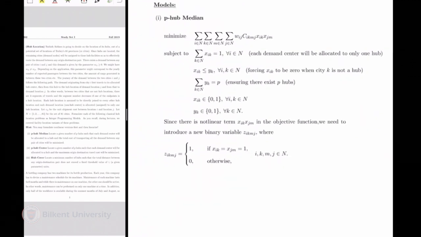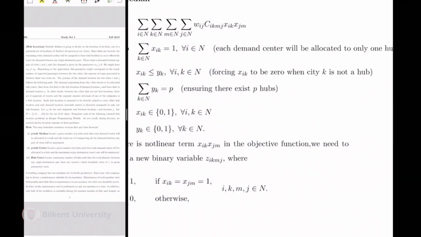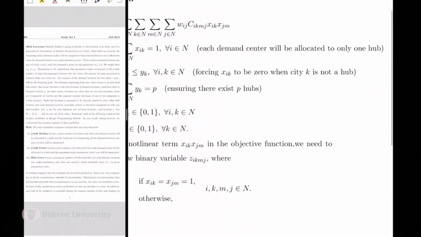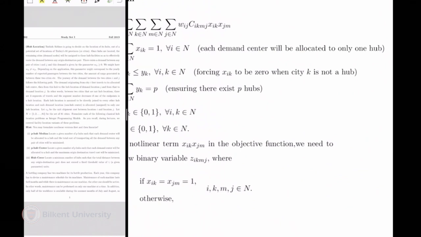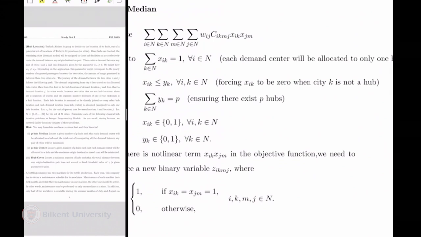So the constraints. As I mentioned, each demand center will be allocated to only one hub. As I told you, the demand nodes cannot be connected to more than one hub. It should be exactly one hub. So in order to force this in the model, I say summation of x_ik is equal to 1 for each one of the nodes, and this summation is over all hubs. So if I sum x_ik over all hubs, one of them should be equal to 1, the others should be equal to 0. And since x_ik is a binary variable, it forces it to be connected to just one hub.